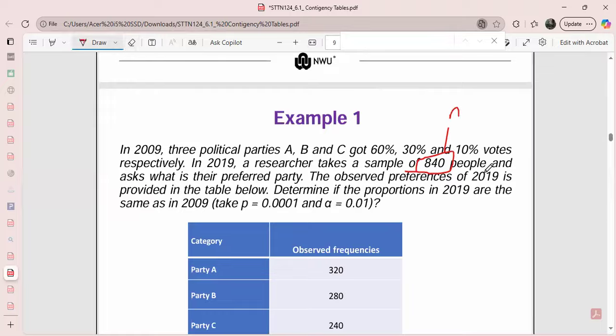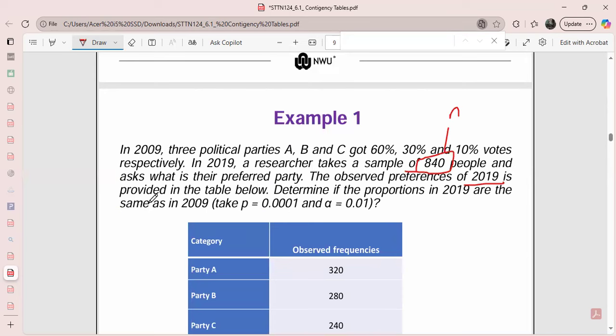N is equal to what? It is equal to 840. And they ask, what is their preferred party? Now look at this. The observed preference of 2019 is provided in the table below. Determine if the proportions in 2019 are the same.